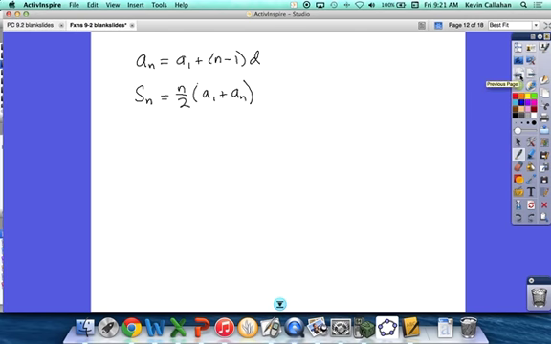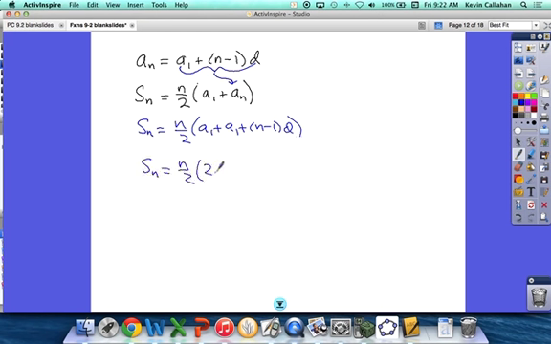Okay. So here's our formula for the sum of a finite arithmetic sequence, right? Here's the formula for the nth term in the sequence. Since a sub n equals this, we're going to replace a sub n there. So it looks like this. Sn equals n over 2 times a1 plus n minus 1 times d.